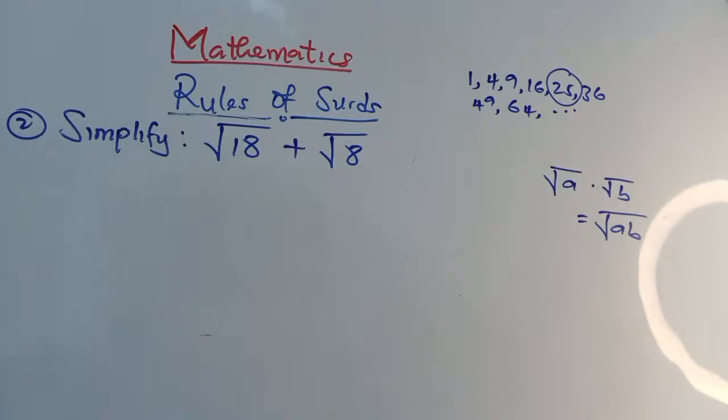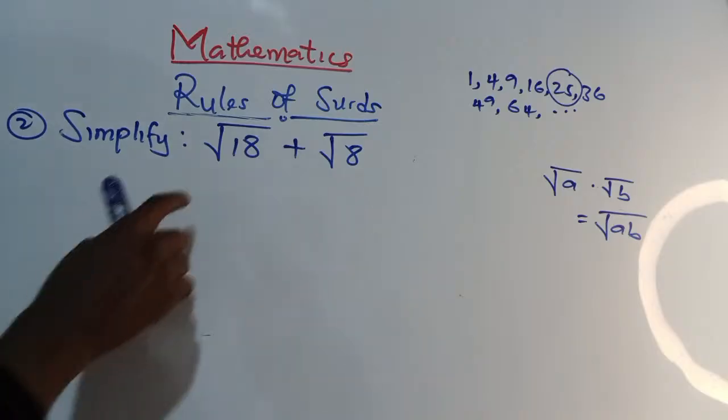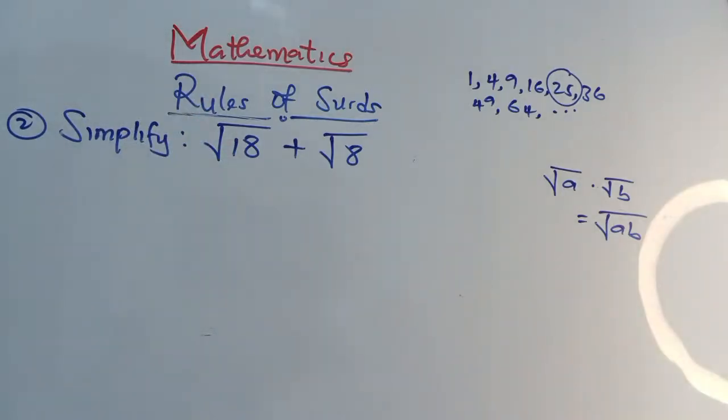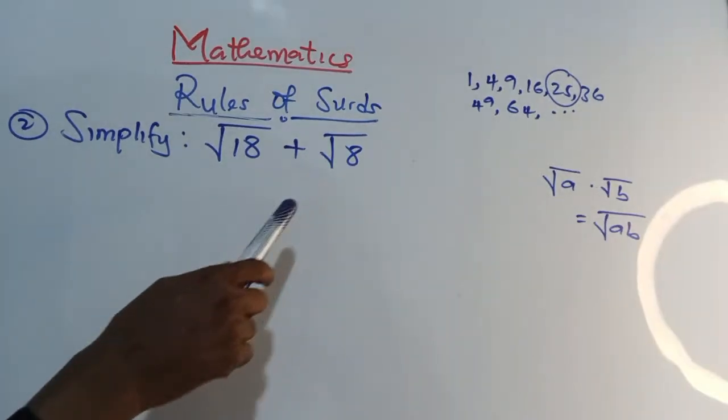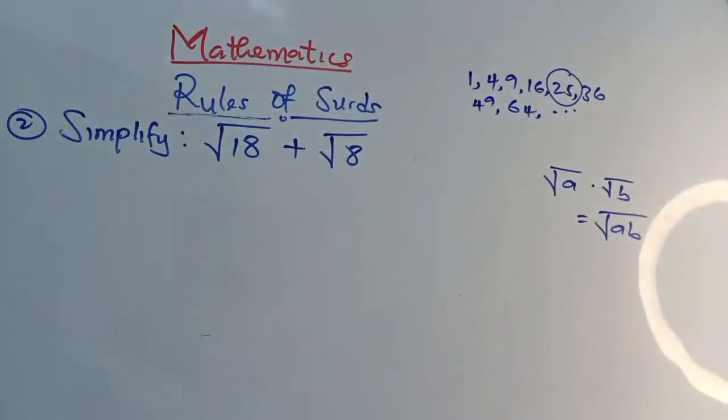Simplify root 18 plus root 8. All right, so we're going to apply one of the rules, exactly the one we have on board. And don't forget, I said you find factors of 18, and one of those factors must be a perfect square number. You also find factors of 8, and one of it must be a perfect square number.